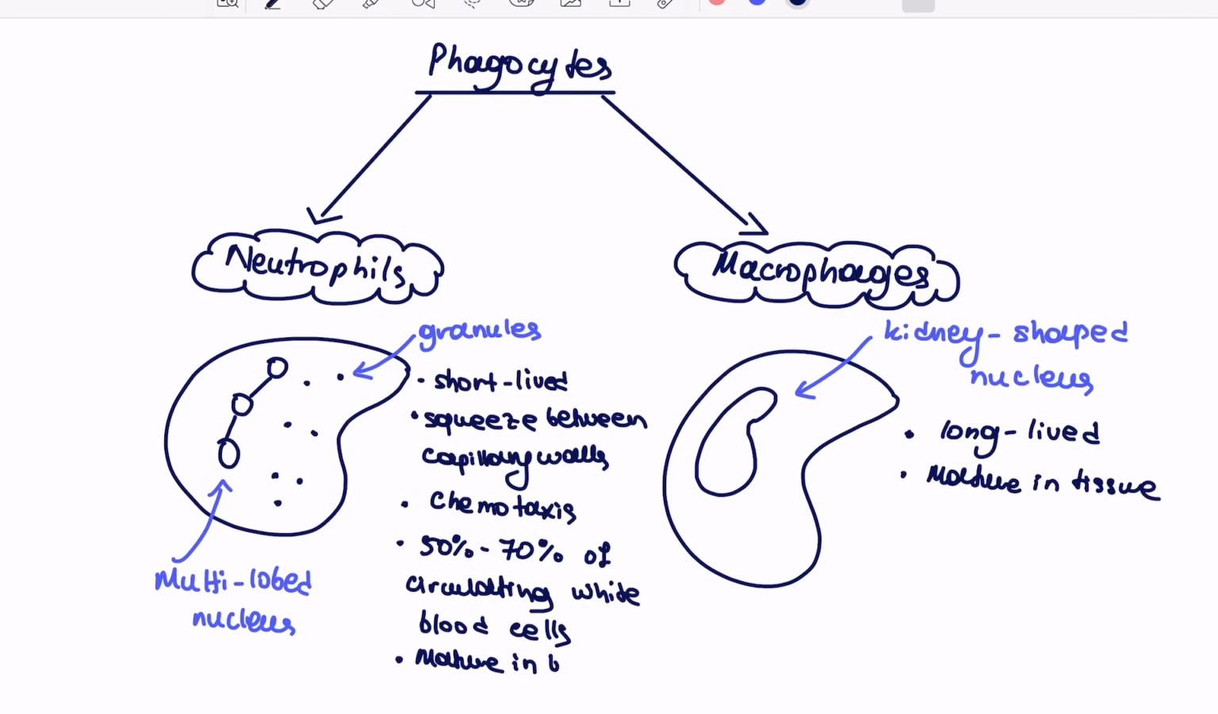And then also neutrophils constitute about 50 to 70% of circulating blood cells compared to the macrophages. The neutrophils also mature in the bone marrow versus macrophages maturing in the tissues. And they only make up 2 to 8% of circulating white blood cells. So I've written all the points here. If you copy those down, that helps you to differentiate between the two.